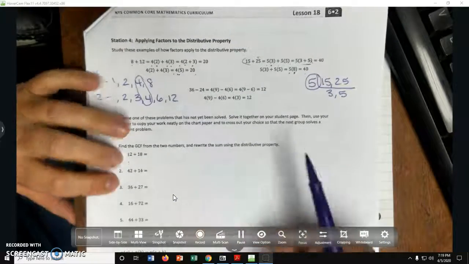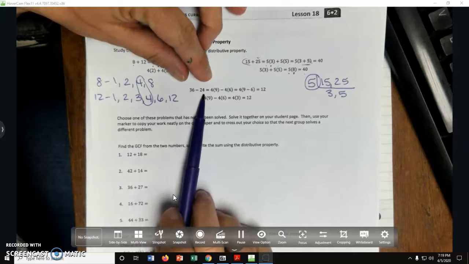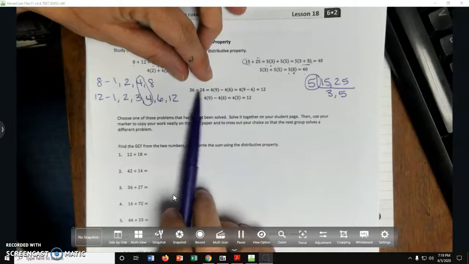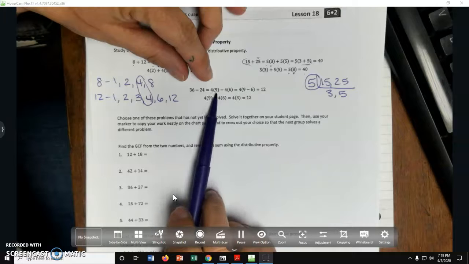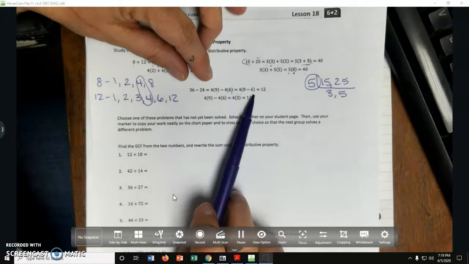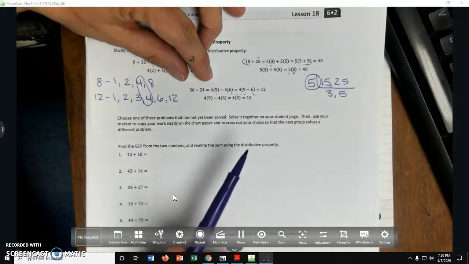All right, here we're doing it with a subtraction problem. The greatest common factor of 36 and 24 is 4. So we're going to factor out that 4. So this is the same as 4 times 9 minus 4 times 6, which is the same as 4 times the difference of 9 and 6. The difference of 9 and 6 is 3, so 4 times 3 is 12. 36 minus 24 is 12.